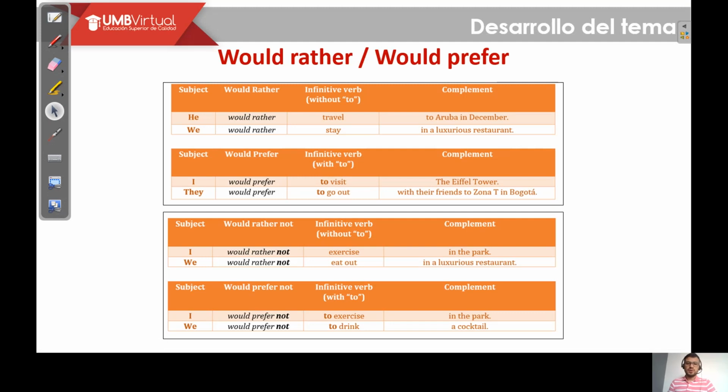Would rather and would prefer are both expressions to refer to preferences. Yeah, both translate the same to Spanish. Las dos se refieren a lo mismo. Prefiero o prefiero, ¿sí? En español tenemos prefiero, preferiría. He would rather travel to Aruba in December. Aquí, would rather va sin to, without to. We would rather stay in a luxurious restaurant.